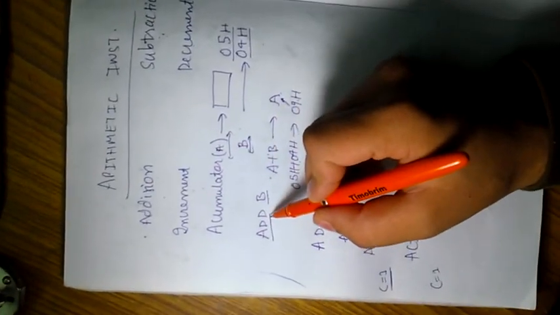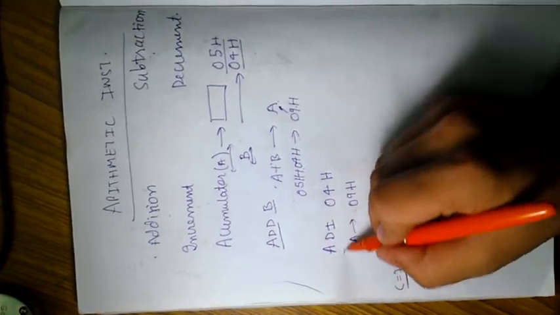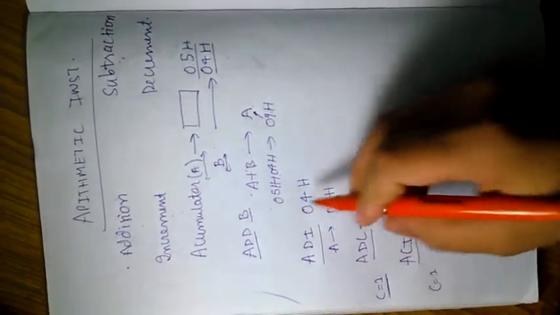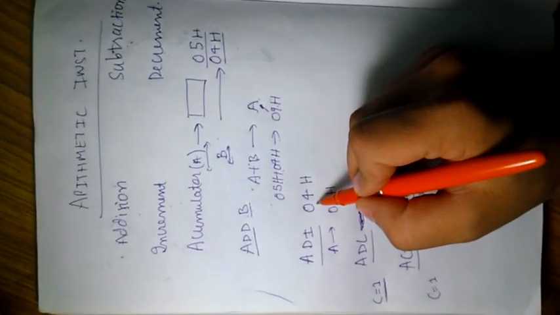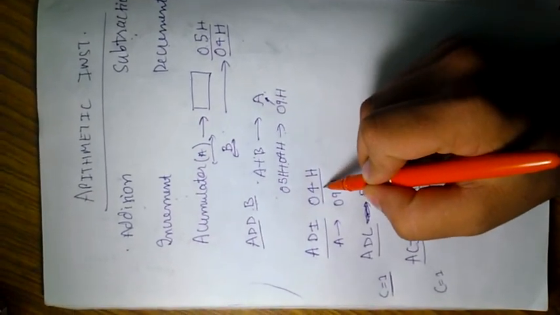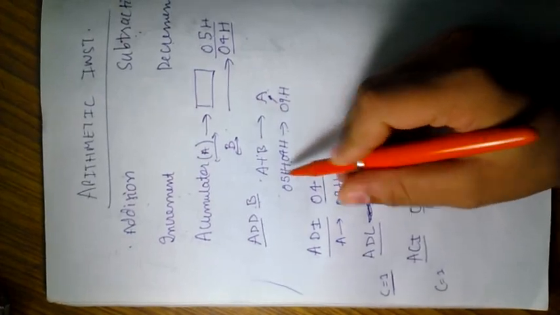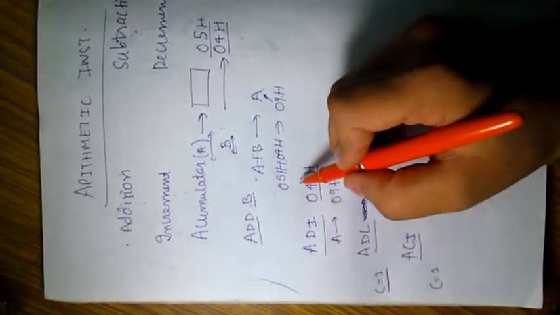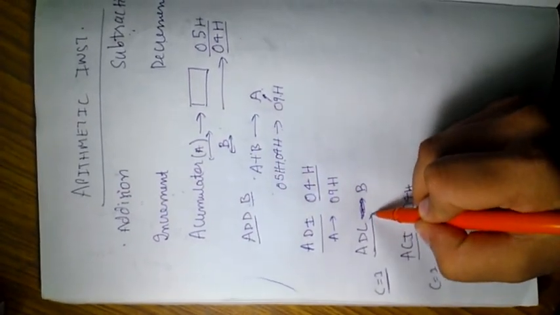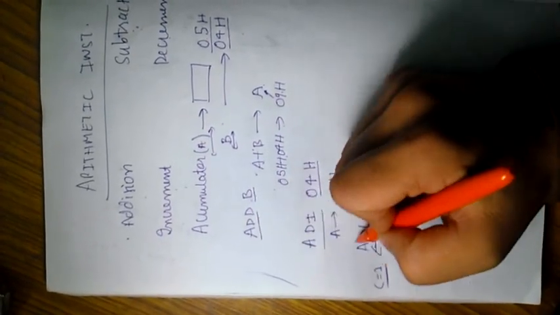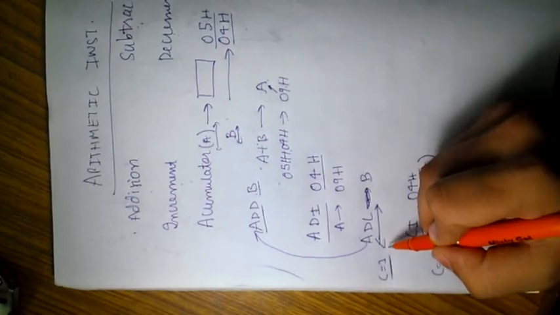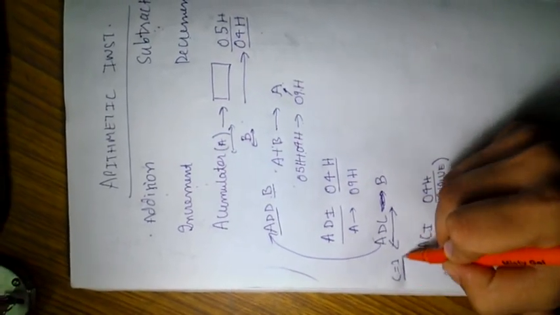Now, the ADD opcode comes in three more flavors, that is ADI, ADC and ACI. ADI does the same job as ADD, but you can give the value itself without using the register. It was simple.